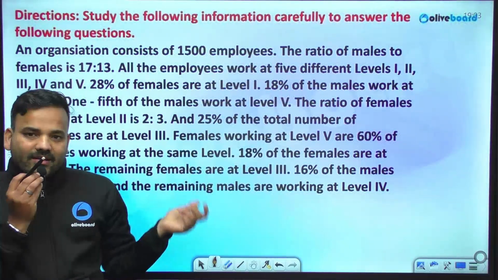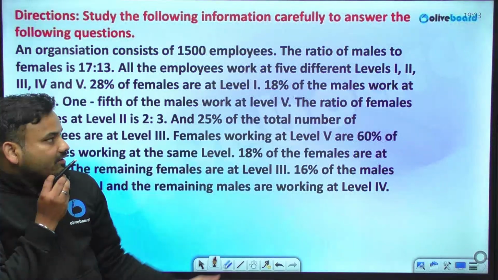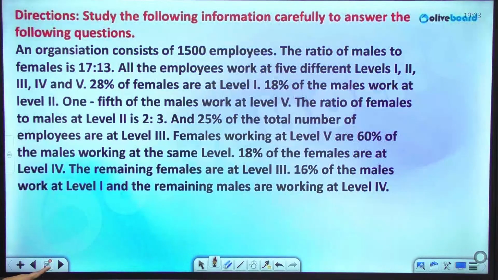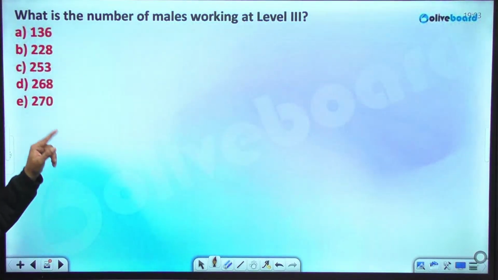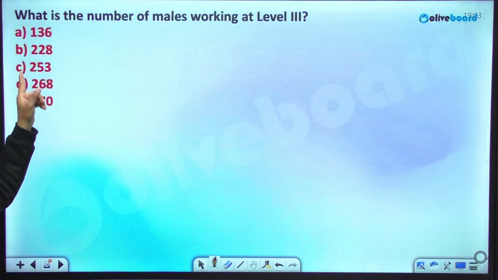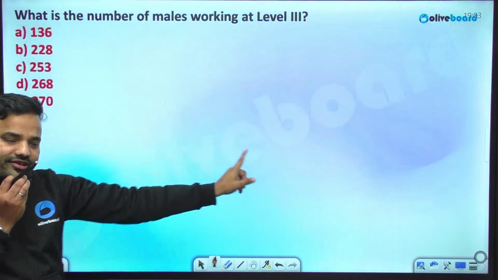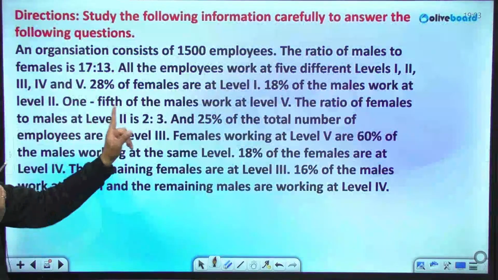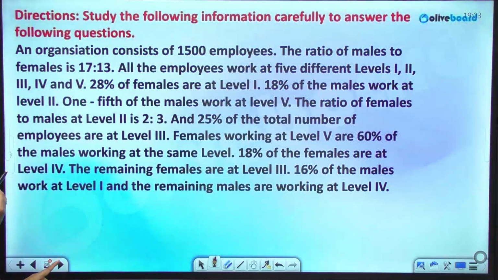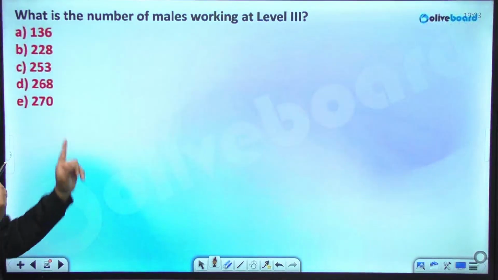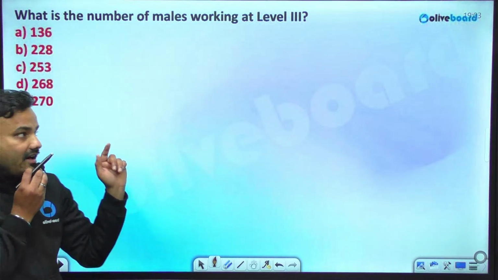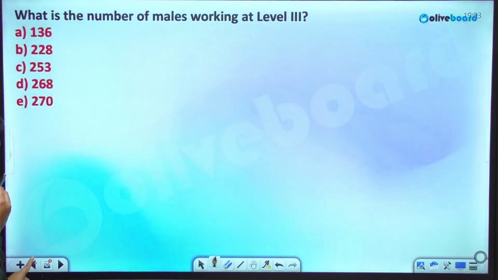So do comment in the box about the answer. First, do you have a question? Do comment about the first answer. What is the number of males working at level 3? So this is your homework question. Based on this caselet only, you will be able to crack it. The moment you crack this question, you will get this answer. So this is your caselet as homework.